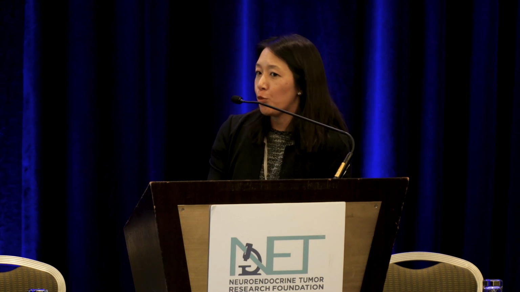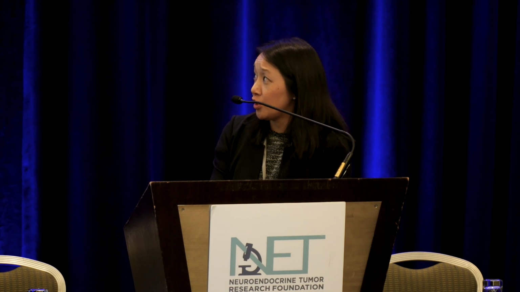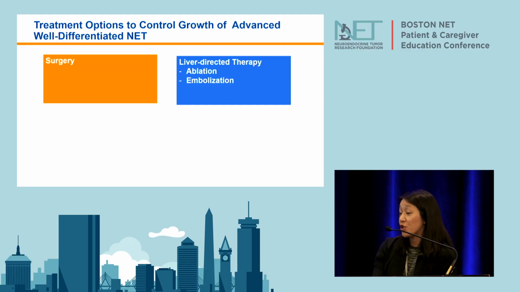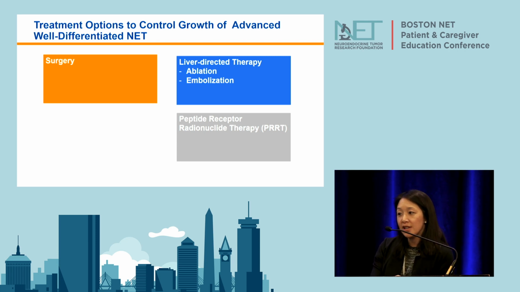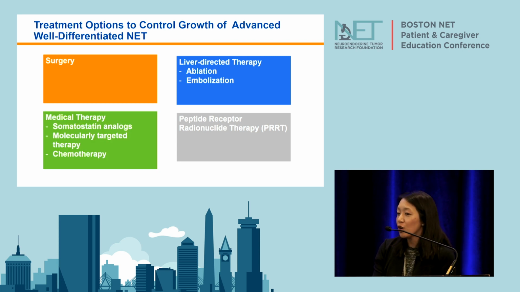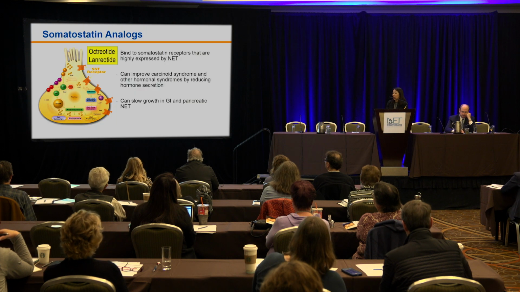So I want to start by just giving a basic overview of the options to control the growth of advanced, well-differentiated neuroendocrine tumors. And the major categories include surgery to remove localized disease or limited spread of disease. For patients who have liver-predominant disease, we can treat with liver-directed therapies that include ablation or embolization, where things are injected into the liver. And later in the morning, you'll hear from Dr. Sulin about liver-directed therapies. Peptide receptor radionuclide therapy is a newer modality in the United States to treat advanced neuroendocrine tumors that really takes advantage of the somatostatin receptor. And later in the afternoon, there also will be a session about peptide receptor radionuclide therapy. And there also are medical therapies that are used to treat patients with advanced disease that include somatostatin analogs, molecularly targeted therapies, and chemotherapy. So I wanted to give everybody a basic overview of these categories of therapy.